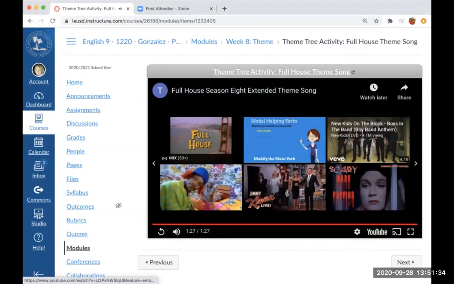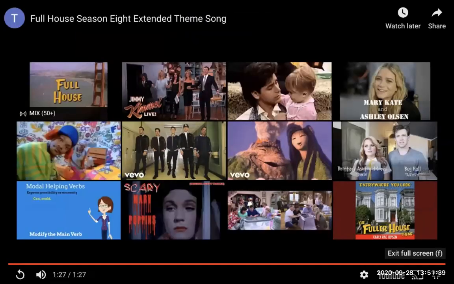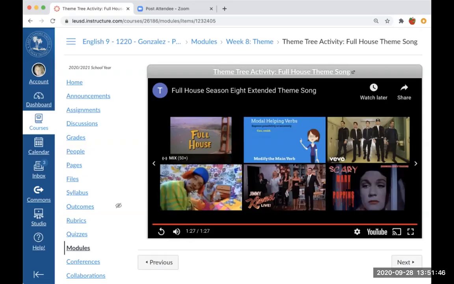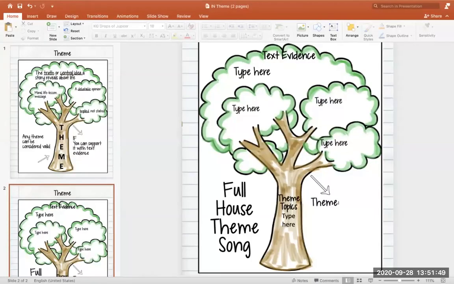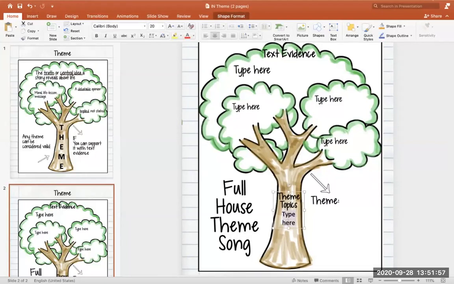Okay, so in that case, it's just a song, right? But there's a theme to that song, a definite theme. So I'm going to stop sharing that and go back to our PowerPoint. The first thing you look for when you're trying to figure out the theme is the topics. What are they talking about? In this theme song, they are definitely talking about home, friends, family, and being together.